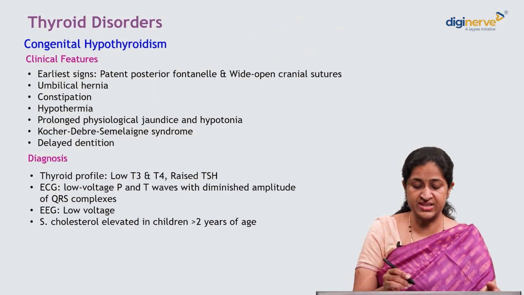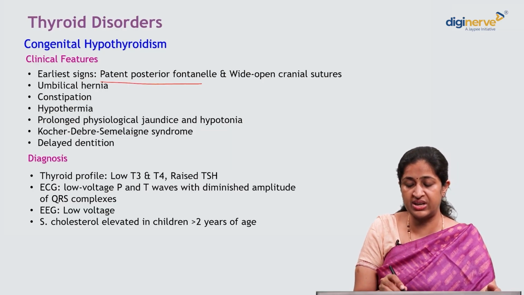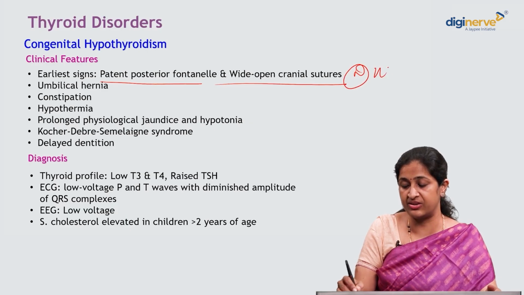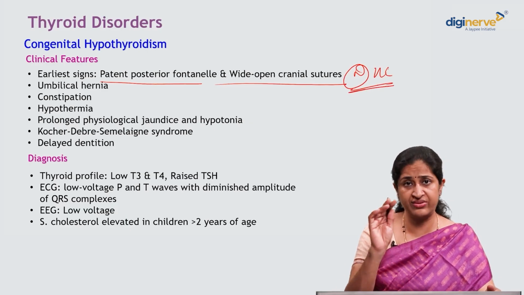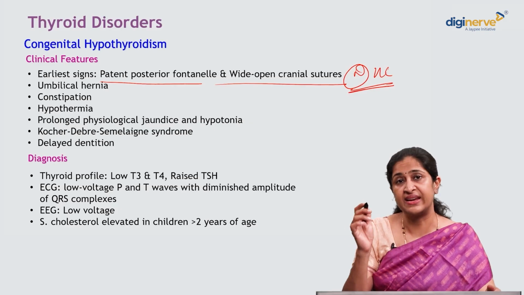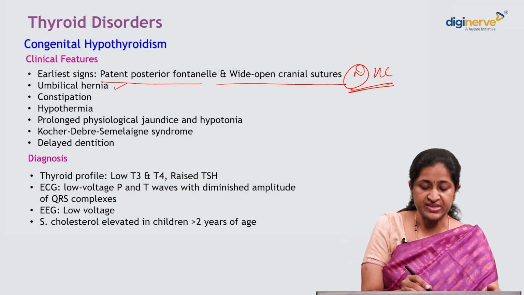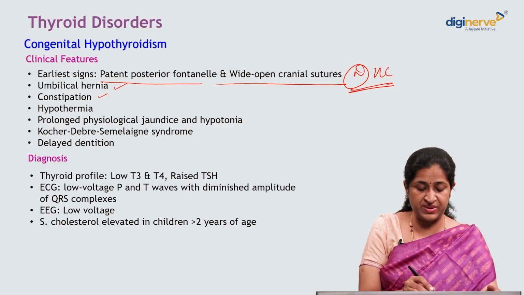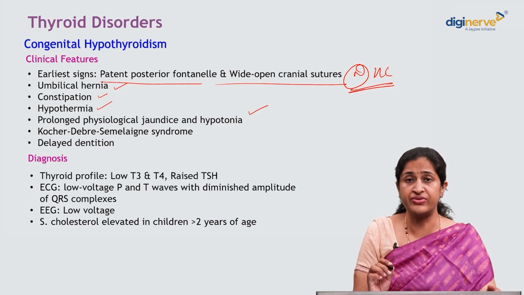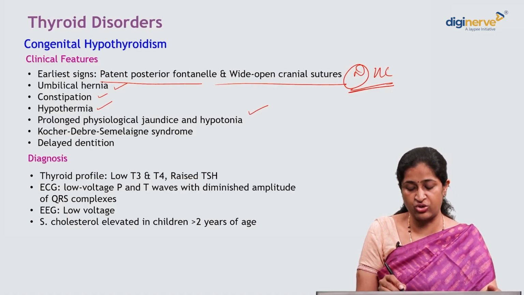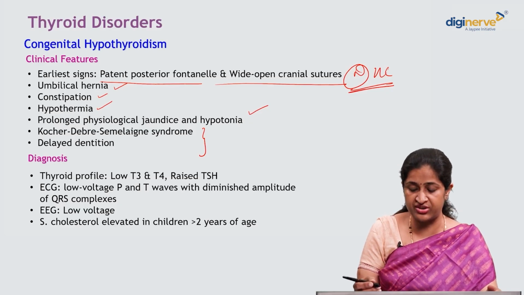What are the clinical features? You have patent posterior fontanelle with wide open cranial sutures with a normal head circumference. Remember, this you will see even in hydrocephalus. What's the difference? In hydrocephalus you have macrocephaly. Here you have normal head circumference. Umbilical hernia, constipation, hypothermia, prolonged physiological jaundice and hypotonia, Kocher-Debre-Semelaigne syndrome. Now this you see in older children. All this you can see in smaller children as well.